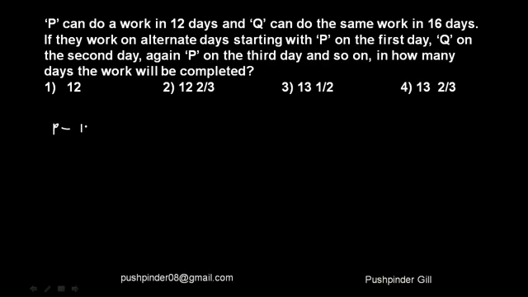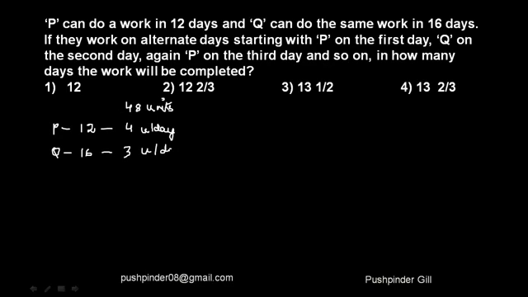Now P over here can finish the work in 12 days. Similarly, Q can finish the work in 16 days. So my step 1 should be to assume some number of units. Let me assume that the work is of 48 units. Now P finishes the work in 12 days, that means he must be finishing 4 units every day, right? Similarly, Q is able to finish the work in 16 days. To finish 48 units, he must be finishing 3 units every day.